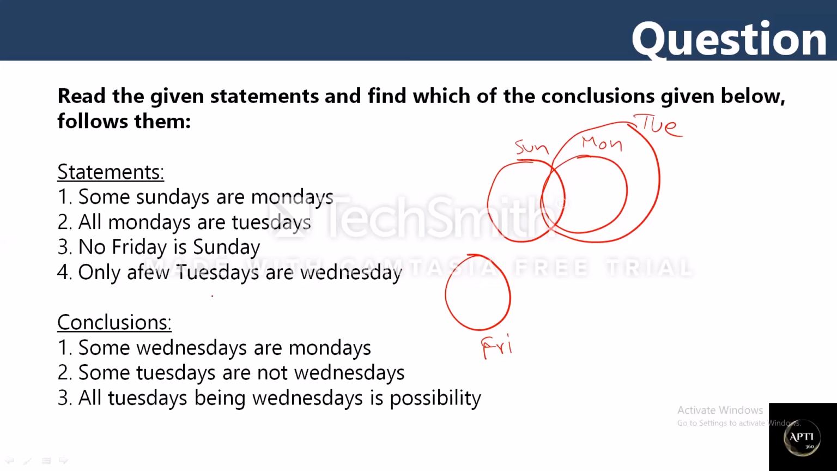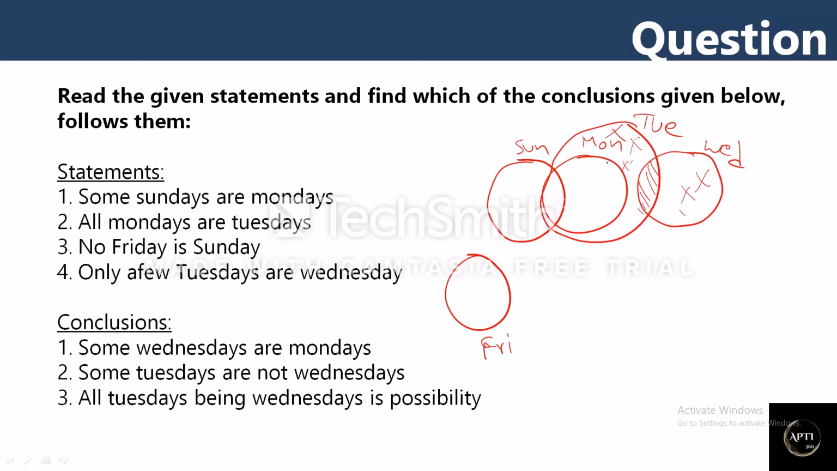Next, only a few Tuesdays are Wednesdays. Only a few Tuesdays are Wednesdays means, can I draw like this? Some Tuesdays are Wednesdays means some part of Tuesday is Wednesday, and some remaining part of Tuesday is not Wednesday, correct? So this is how we can draw the diagram. This is the final diagram, no more confusions. Now we'll cross check with the conclusions.